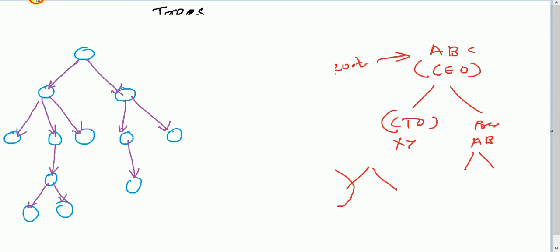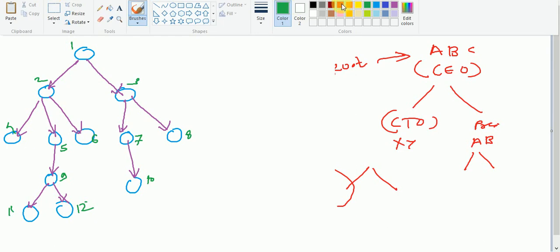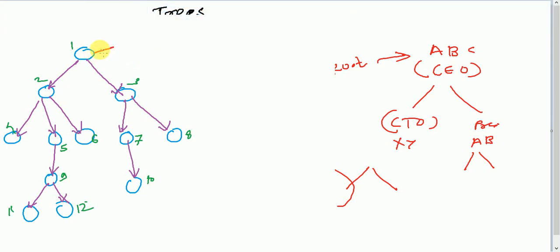Okay, now here I'll give some numbering to the nodes. So let's say 1, 2, 3, 4, 5, 6, 7, 8, 9, 10, 11 and 12. So we have given the numbering. Now let's see different concepts here. So basically this node is called the root of the tree. Okay, these are called nodes, which contain the data.